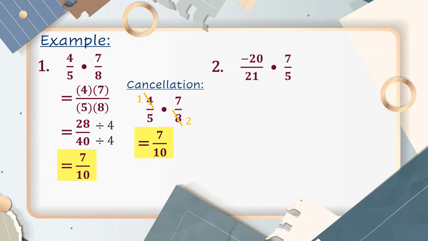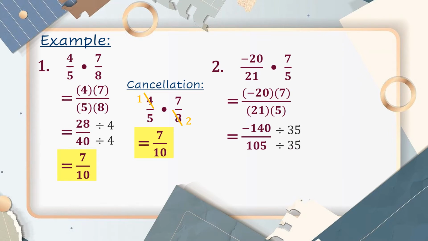So, kung naaalala pa yung ating lesson about multiplying integers having unlike signs. So, sabi, multiply ang numerators. So, negative 20 times 7. Multiply ang denominators, 21 times 5. So, we have negative 140 over 105. So, ang ating numerator at denominator ay parehong divisible by 35. So, i-divide natin siya. Negative 140 divided by 35 is equal to negative 4. Then, ang ating denominator, 105 divided by 35 is equal to 3.